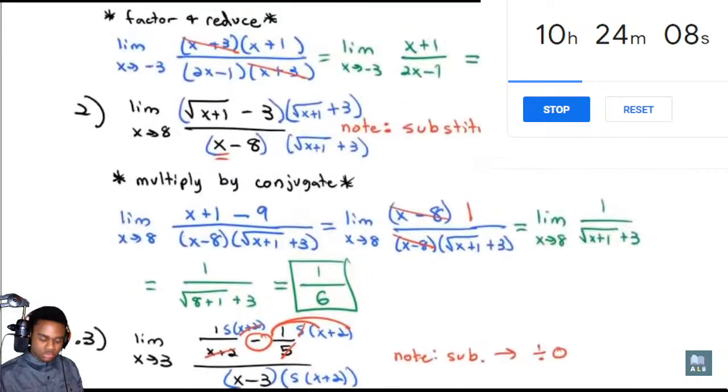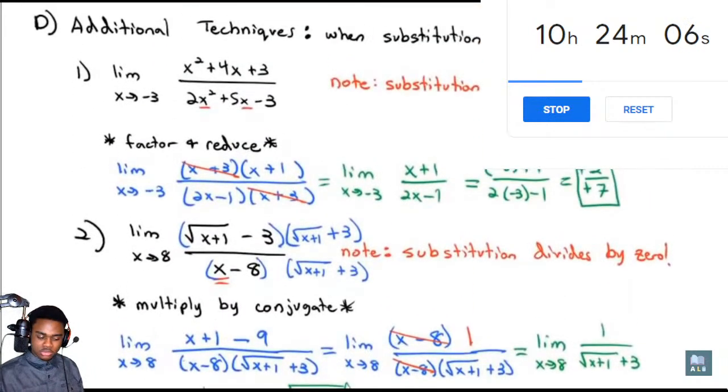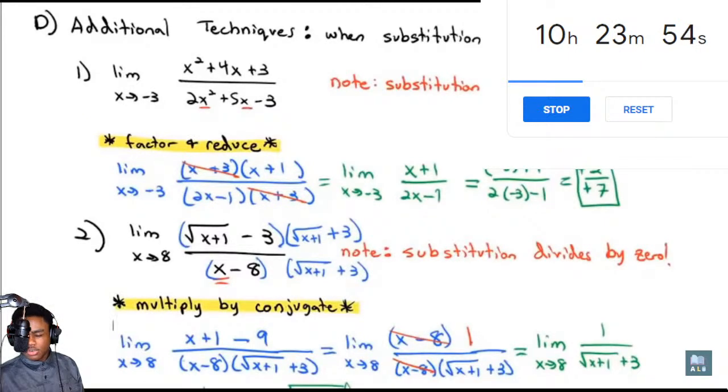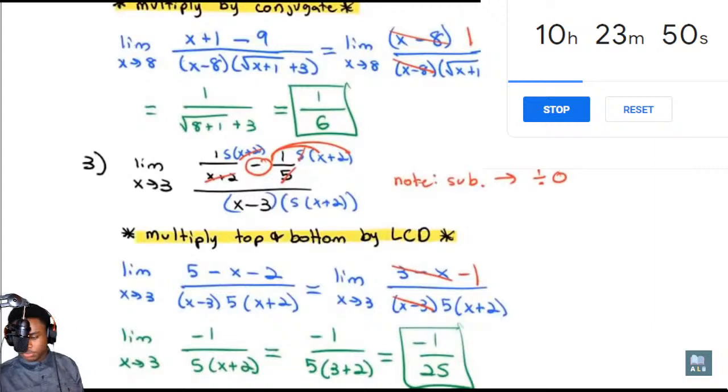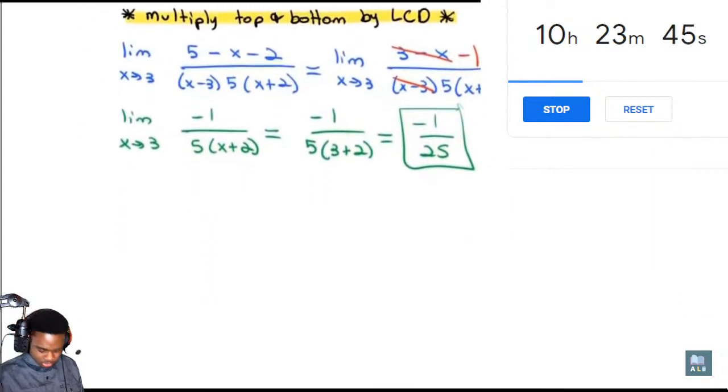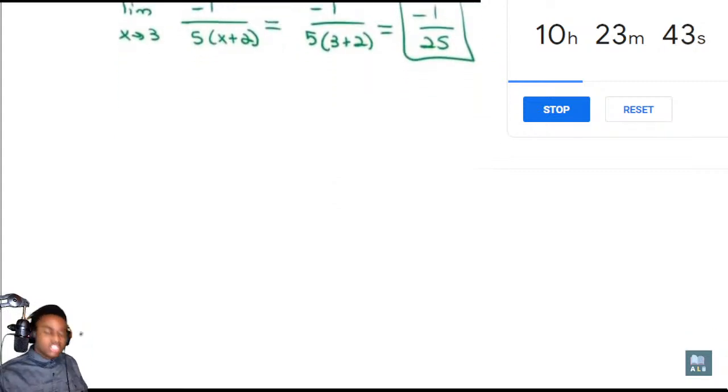So it's good to take a moment to go over what we just did. The first trick we did is we can find the limit by factoring. We also can get rid of radicals by multiplying by conjugates. And we also can get rid of complex fractions by multiplying top and bottom by the LCD. 3 tricks that are going to be useful to us so that we can use direct substitution in order to find a limit.